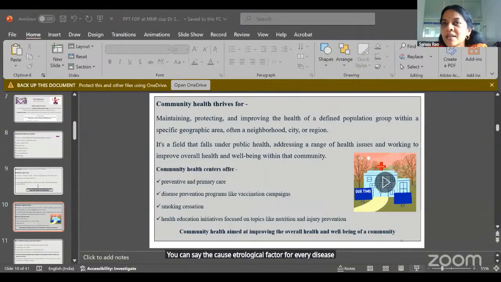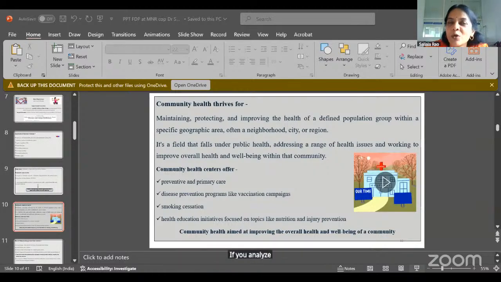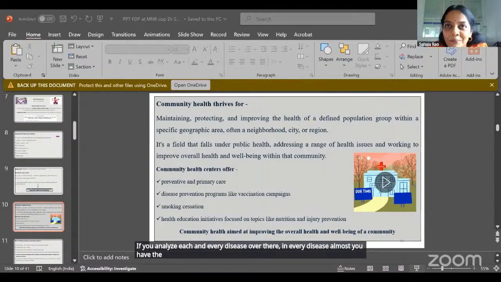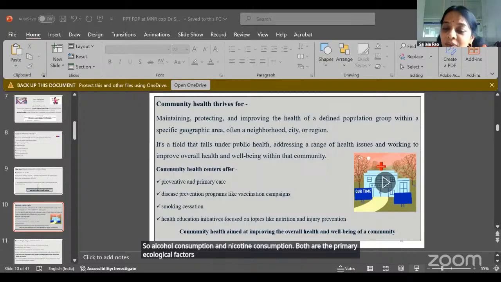I'll explain this in more detail because in PharmD we have a subject called pathophysiology in second year. If you analyze each and every disease over there, in almost every disease you have nicotine. Nicotine consumption will be the main factor which is going to kill a person, which is going to affect a person with the disease. So you get alcohol consumption and nicotine consumption. Both are the primary etiological factors, almost for each and every disease you see over here.